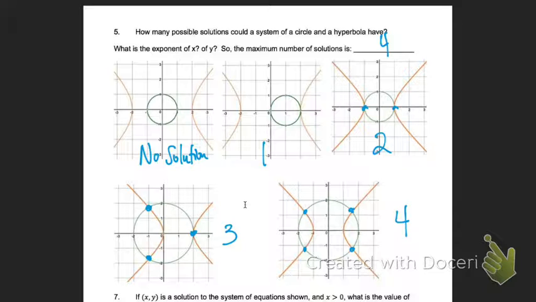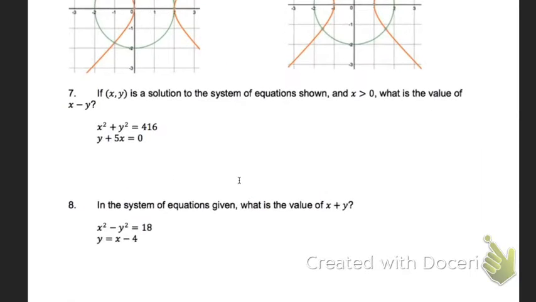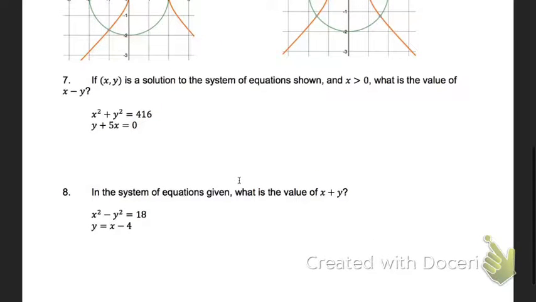Are we going to have to be able to do that? Like, draw our own graphs and figure out how many solutions? Okay, let's look at 7 and 8. So 7, we have a circle and a line.